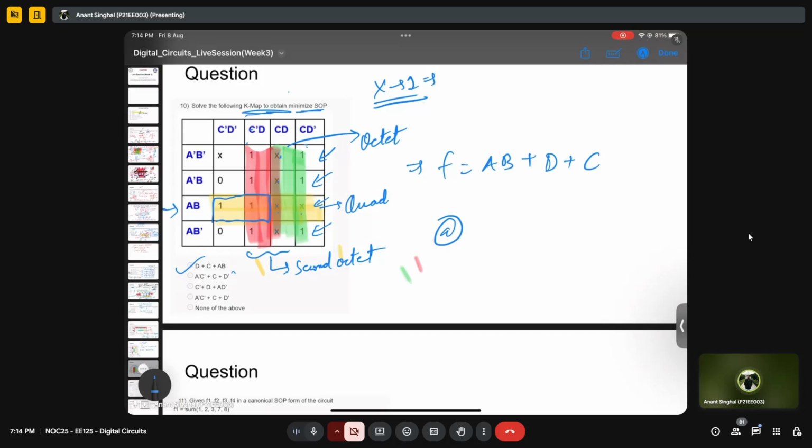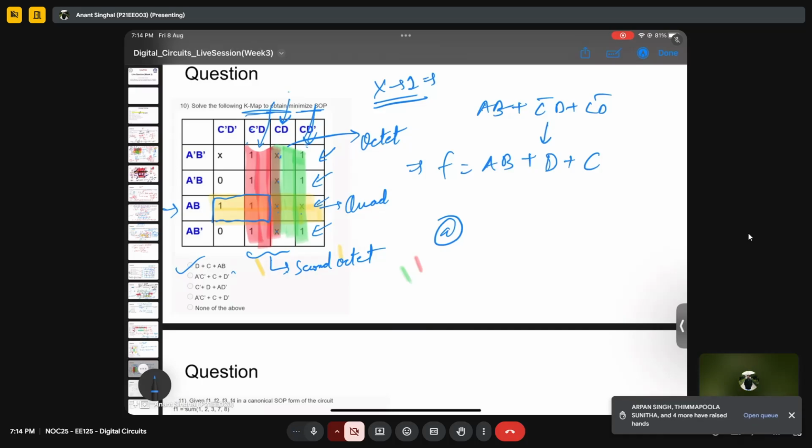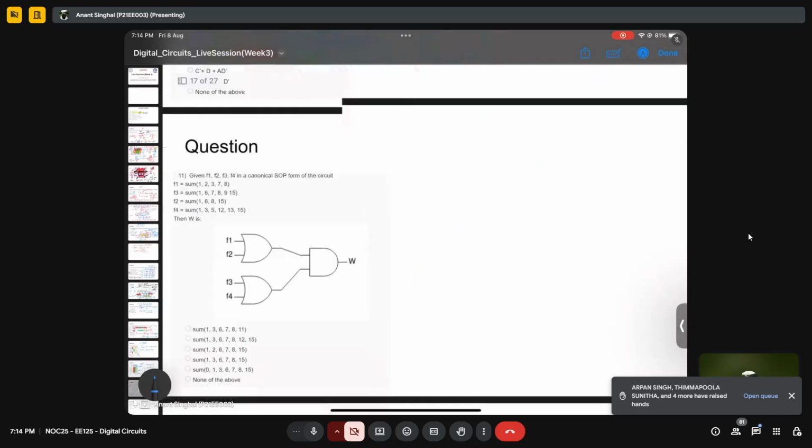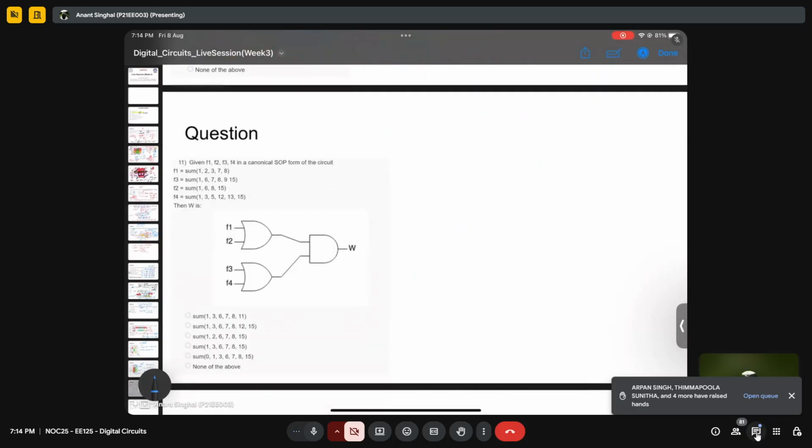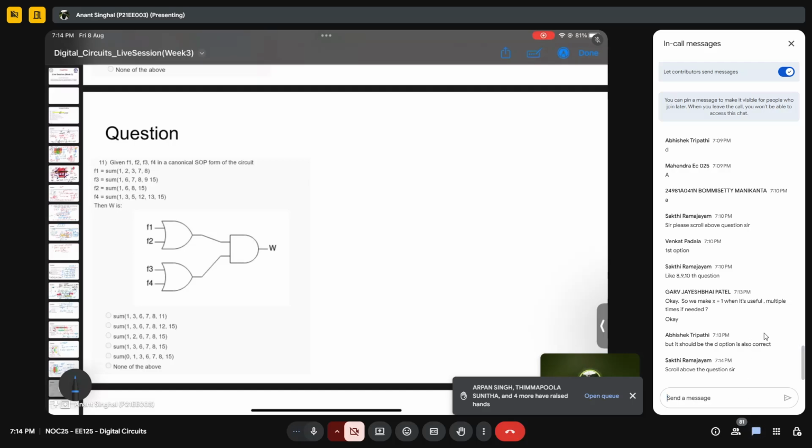For example, if you don't take, let's say, the CD, so you will be getting two quads, right? These two columns, basically. So that would be AB plus C bar D plus CD bar, which is very much higher than this. Okay, sir. You understand? Yes, sir. Okay, yeah. So maybe now all of you can try this problem.